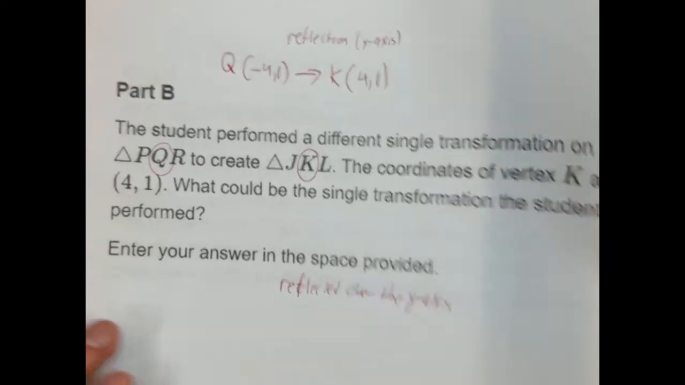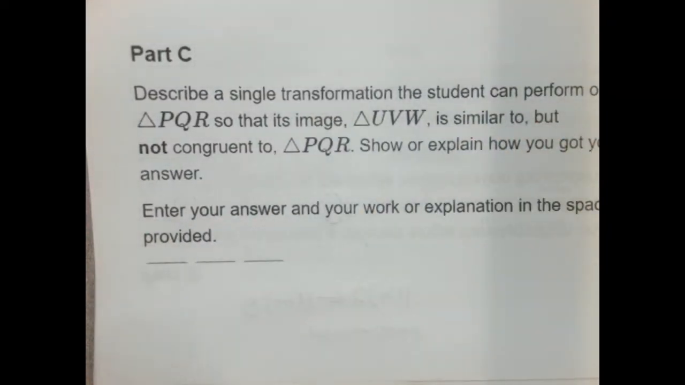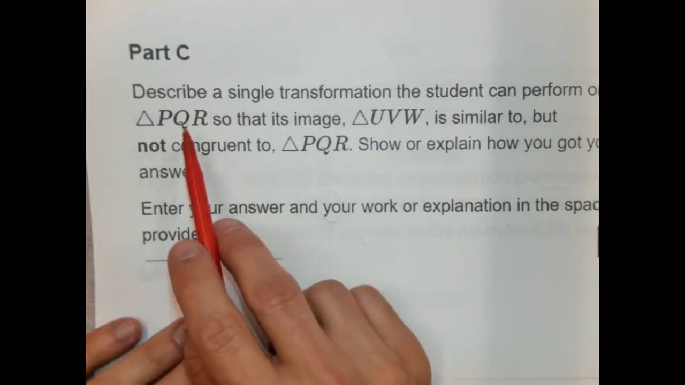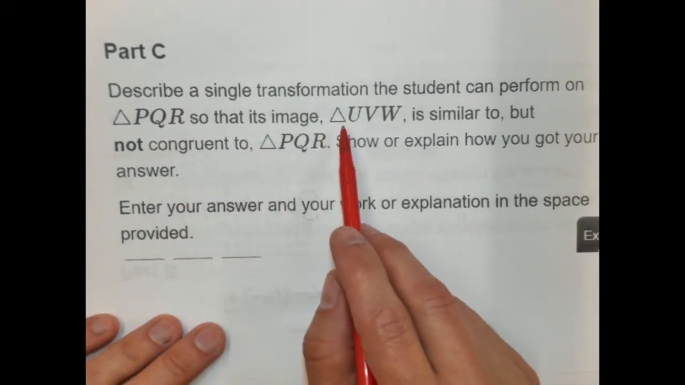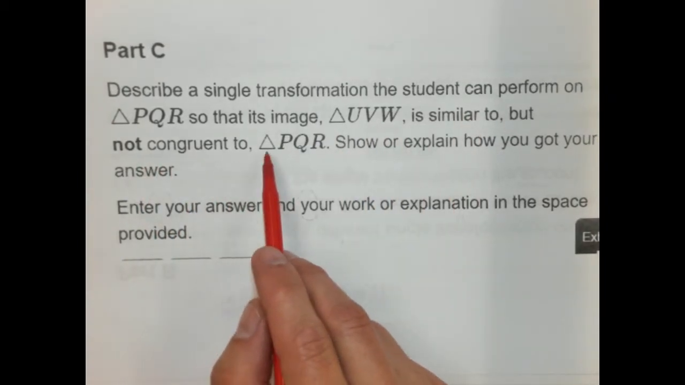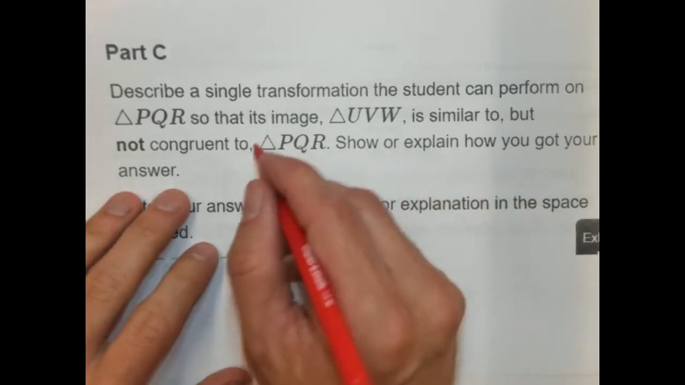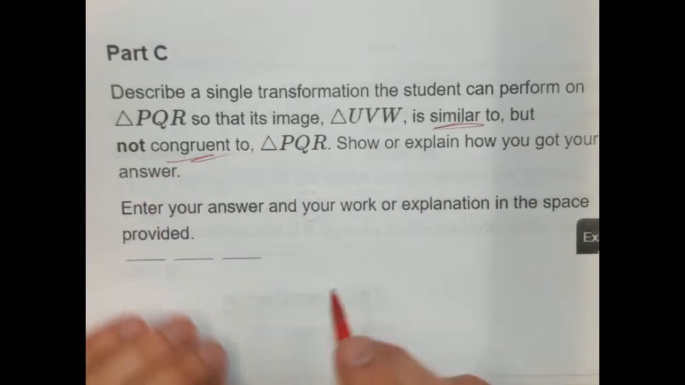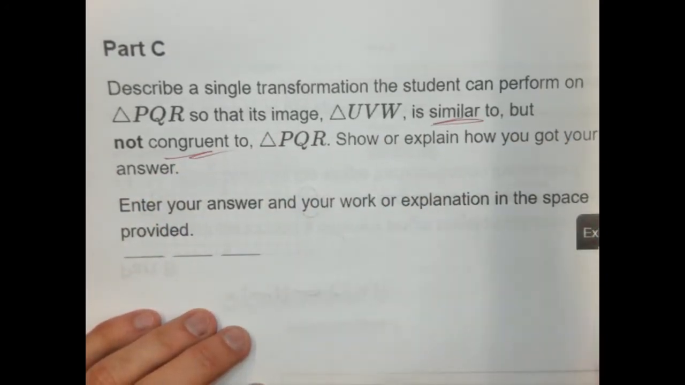Okay, let's try part C. Describe a single transformation the student can perform on triangle PQR so that its image, triangle UVW, is similar to, but not congruent to triangle PQR. So similar but not congruent.